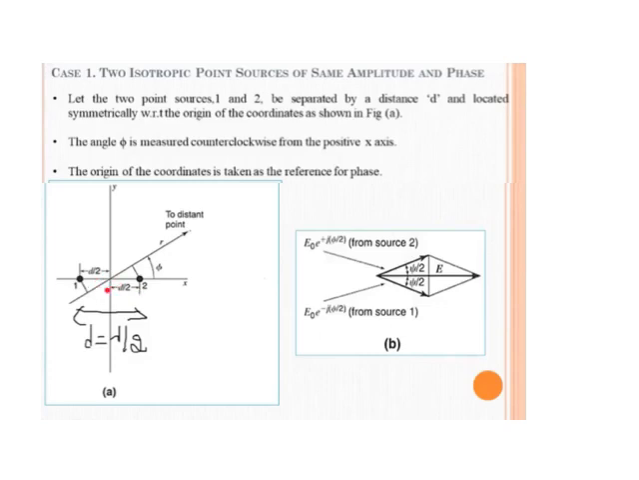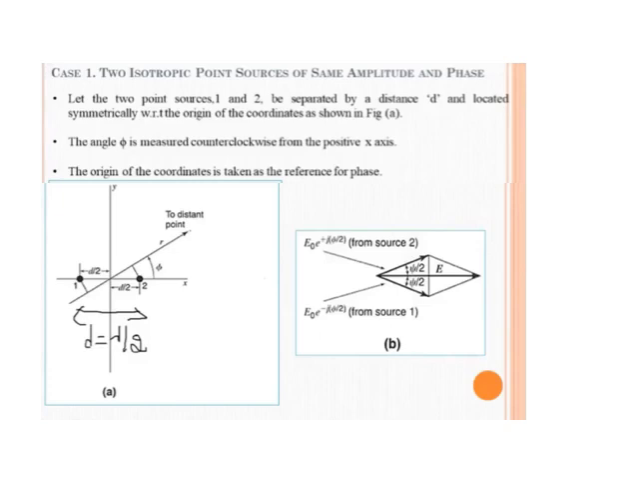So the distance from the origin for point source 2 is d by 2, and the distance for point source 1 is d by 2. When we want to find out how the signal is being transmitted at a distant point, which is at a distance r from the origin, corresponding to the x direction, the angle phi is measured counterclockwise from the positive x-axis. The distance between these two point sources is 1 by 2 lambda, that is, half a wavelength, and the origin of the coordinates is usually taken as a reference for the phase.